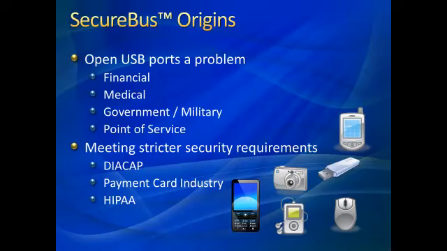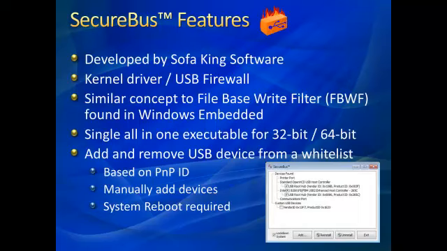There are enterprise solutions to locking down ports, but not all these systems are connected to the enterprise. So we talked to our good friends at Sofa King Software, who are experts in device driver development, and we wanted to know if there's something that can be done at the driver level to control what can and cannot be connected to a USB host port. After several months of research and development, they came up with SecureBus.